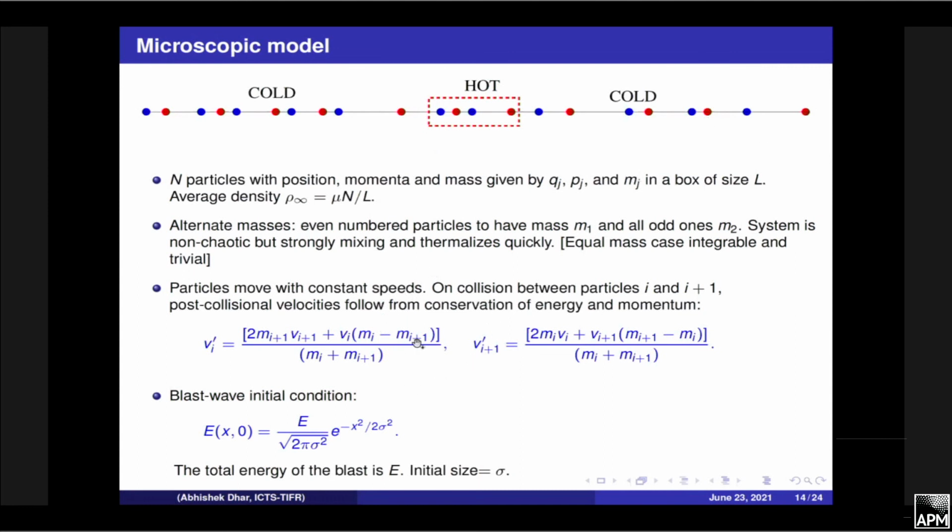And this is the dynamics. When two particles collide, they just conserve momentum and energy, so their post-collision velocities change by some simple linear equations. And this is the initial condition that we started with. You have some Gaussian initial profile, and then you just run the molecular dynamics.